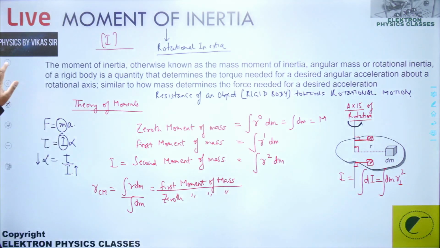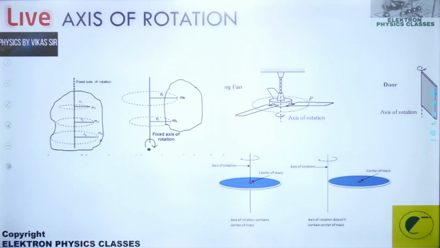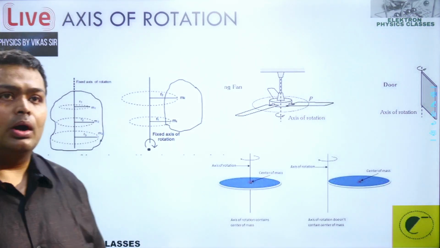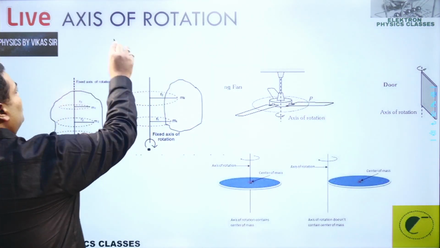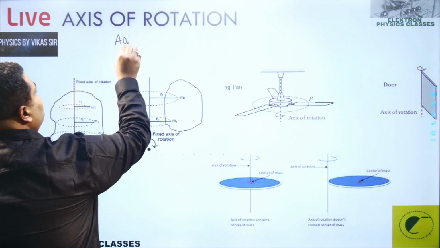So let's move further. And first of all, introduce to ourselves the AOR. What is it? AOR. What is AOR? That is defined as axis of rotation.